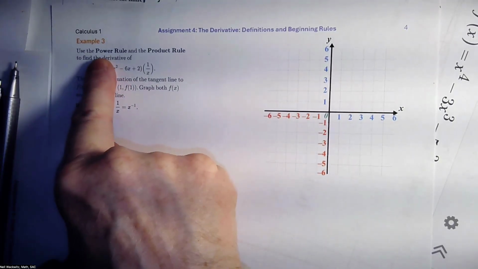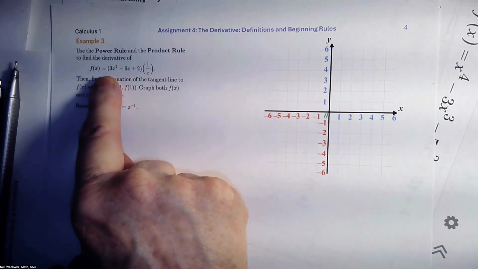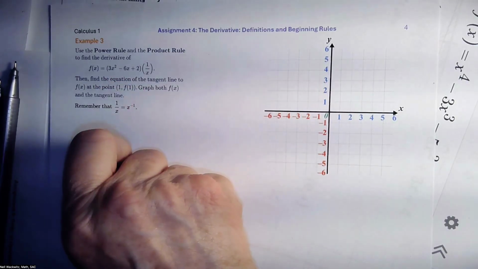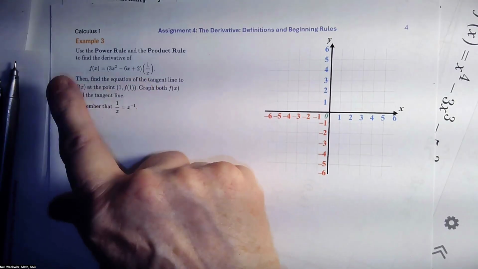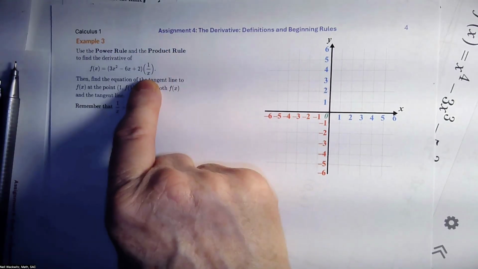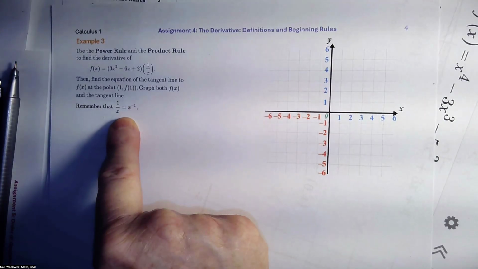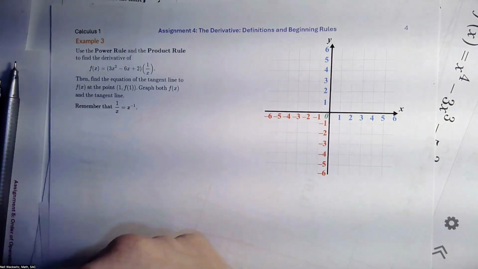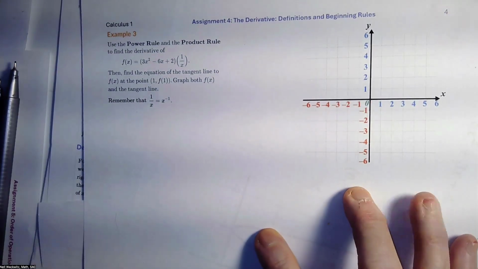Let's use the power rule and the product rule to find the derivative of f of x equals the product of 3x squared minus 6x plus 2 all times 1 over x. And it really helps with algebra if we rewrite 1 over x as x to the negative 1 power. So we're actually going to do that first.